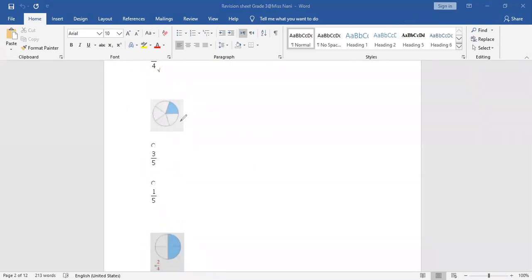Okay, so here I have this circle. What's my denominator? Let's write it together. My denominator is the number at the bottom, and it's also equal to the whole parts, all parts. So how many parts do I have here? I have 5 parts. 1, 2, 3, 4, 5. So my denominator is 5.